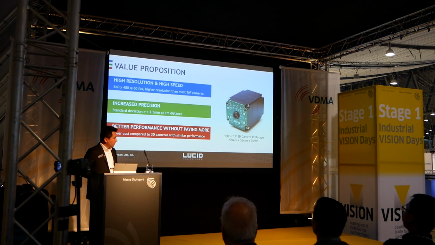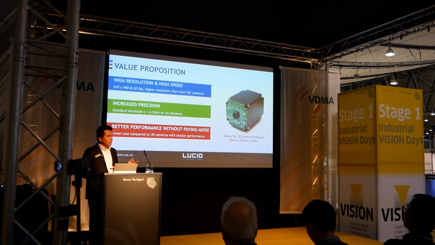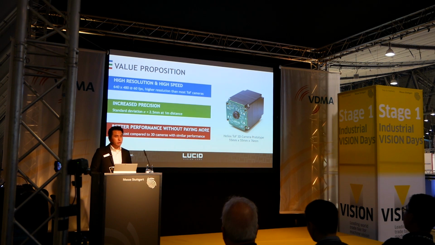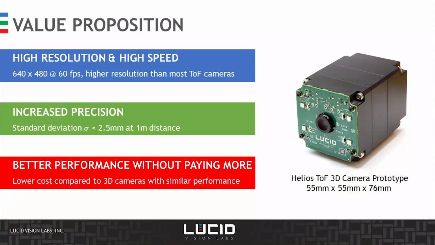Our product is being demonstrated today at our booth. The image on the left here is a prototype that we're showing. The actual product will not look like this. It will be similar in size, but it will not have exposed PCBs in the front. The camera offers 640 by 480 depth resolution at 60 frames per second. In terms of precision, we are measuring at a distance of 1 meter, about 2.5 millimeters.